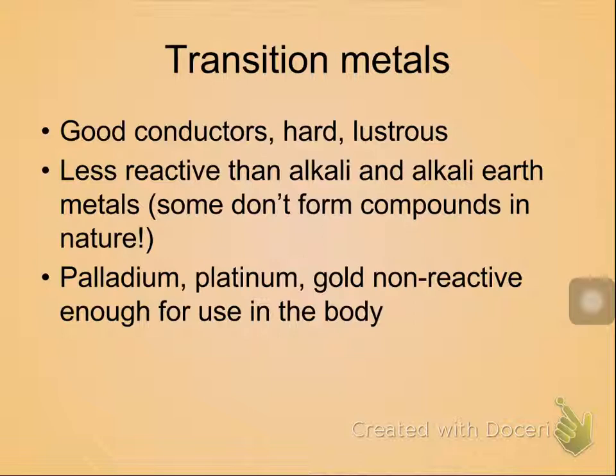Lead is the other one. We don't use lead in the body. We know better. Mercury, however, alloyed with silver, gives you something with a nice low melting point. We used that in fillings for years. There are some issues with that too, mercury being a neurotoxin and all. But yeah, a lot of these transition metals do get used inside the body. And we use a lot of these every day.